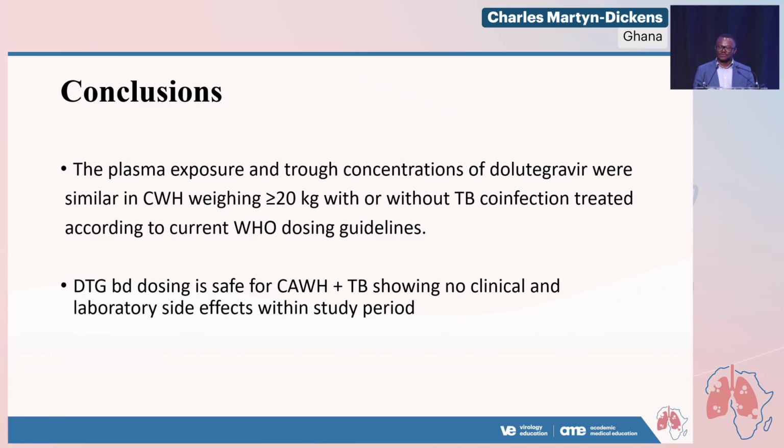So our conclusion was that the plasma exposure and trough concentrations of Dolutegravir were similar in both populations, treated according to the current WHO guidelines. And DTG twice daily dosing is safe for children with HIV and TB co-infection, and there were no clinical or laboratory side effects within the study period. Thank you.